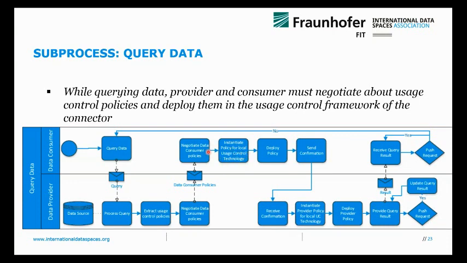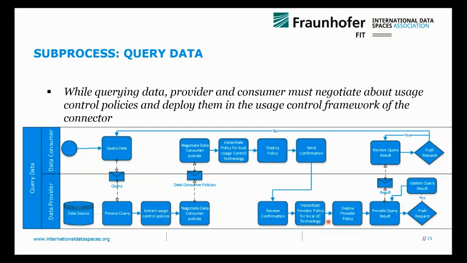Okay, so if that negotiation is completed successfully, then we can instantiate this policy for usage control. So we'll have a usage control component, which will check that the constraints specified there are really enforced on the data consumer side. And if all this is done successfully, then we'll send a confirmation again to the data provider. We'll also instantiate the policy on the provider side.